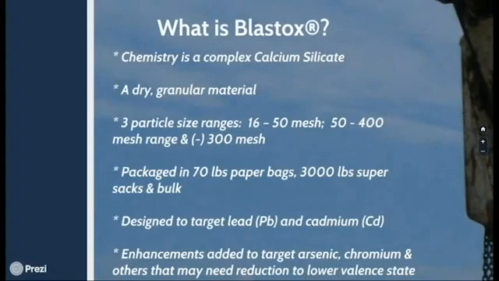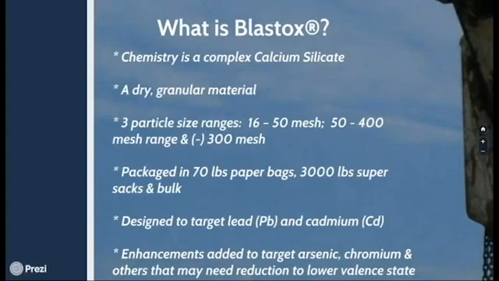We have three standard packaging types: 70-pound paper bags that have a plastic liner in between the multi-walled paper materials, 3,000-pound super sacks, and we also have bulk capacity as well. 3,000-pound super sacks tend to be the packaging of choice for most contractors because it's easy for them to apply on the job site and to store it if they don't have a large silo on site.